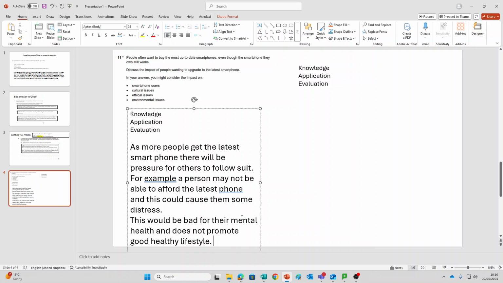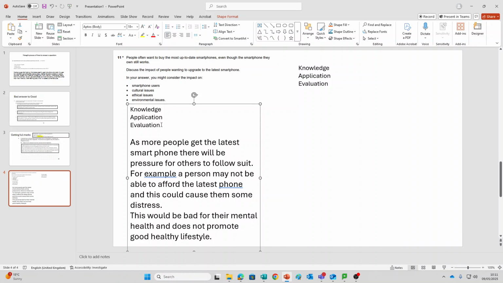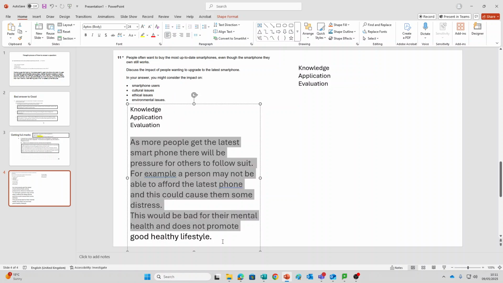I'm sort of waffling a bit in the last bit. I could have probably just left it as this would be bad for their mental health. But it doesn't matter, anything's fair. So I've got knowledge, application, evaluation. Now that might have been a more difficult one for some of you to get. The cultural, ethical and environmental issue ones are a little bit easier. But you can see how I've given knowledge, applied it, and then evaluated it. I'd say that would probably get me 2 marks.